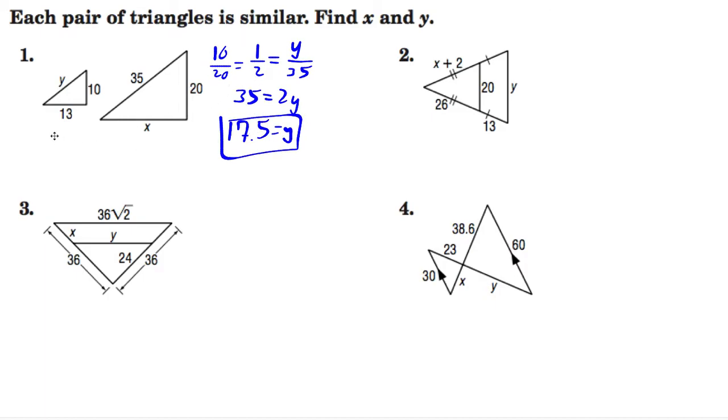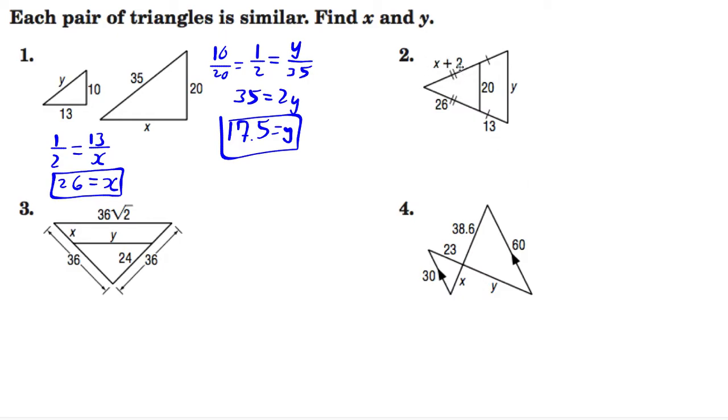We could do the same thing with the same ratio, 10 to 20 or 1 to 2, is equal to 13 to x, and that gives us that 26 is equal to x. So 1 to 2 is equal to y to 35, and 1 to 2 is equal to 13 to x. That looks good, so hopefully this makes some sense.